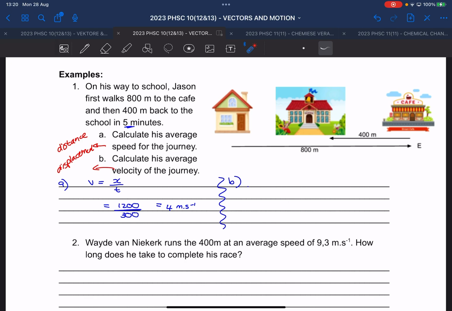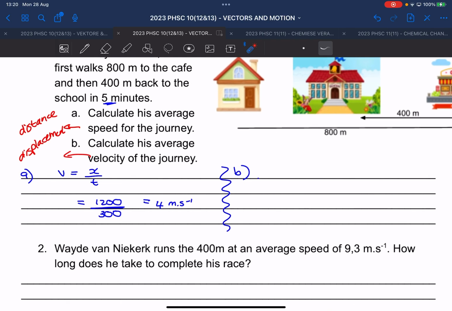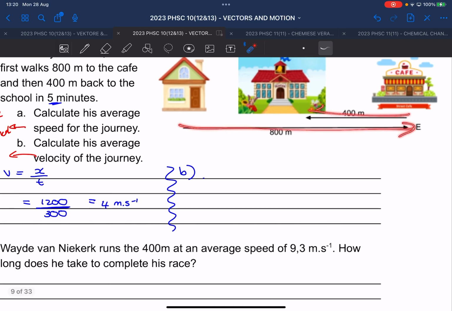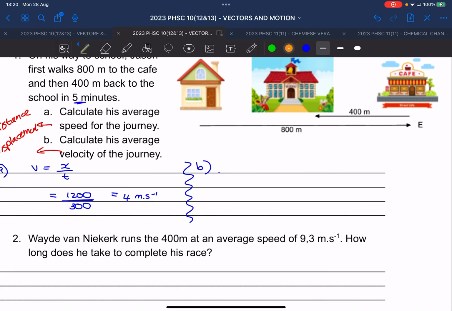Okay, we were busy with that scenario of your house, you're walking to the shop, and then you walk back to school. And that all happens in 5 minutes. And then I asked, calculate the boy's average speed for the journey, and we said speed is linked to distance. So we looked 800 meters plus 400 meters gives you 1,200, and 5 minutes we took to 300 seconds. So you got 4 meters per second.